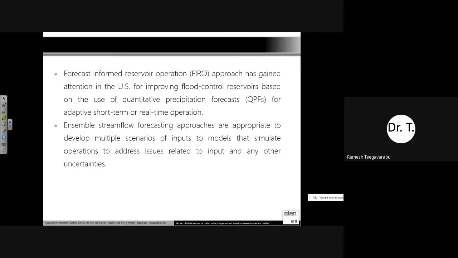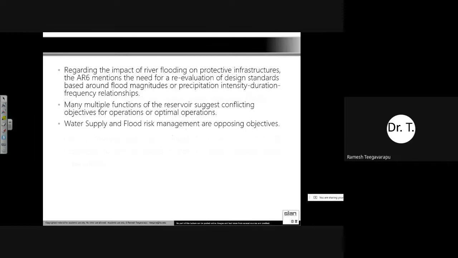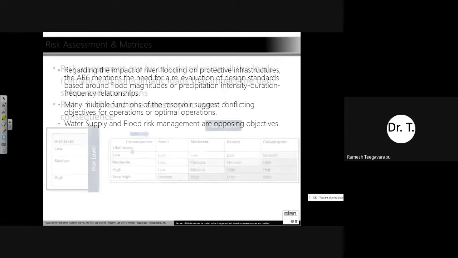FIRO is one of the approaches that has been used so that we can use the quantitative precipitation forecast. Remember, we talked about quantitative precipitation estimates yesterday. Now this is quantitative precipitation forecast. You can forecast for the next couple of days, and you can start thinking about adaptive operation. And then, of course, the ensemble streamflow forecasting approaches. So, of course, based on the projections, we have to think about how to protect the infrastructure, reevaluation of the design standards, changing of your intensity, duration, frequency relationships, changing of PMPs, changes to your operations, and so on.